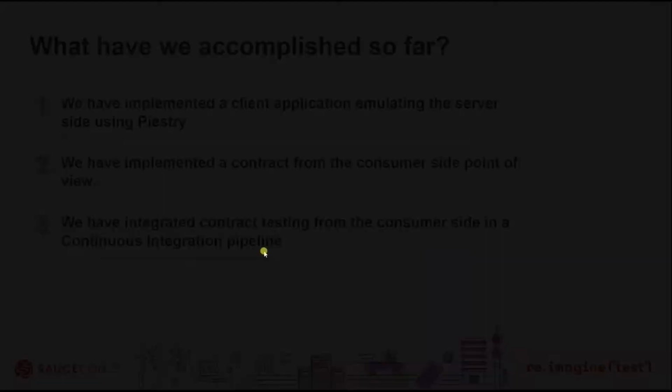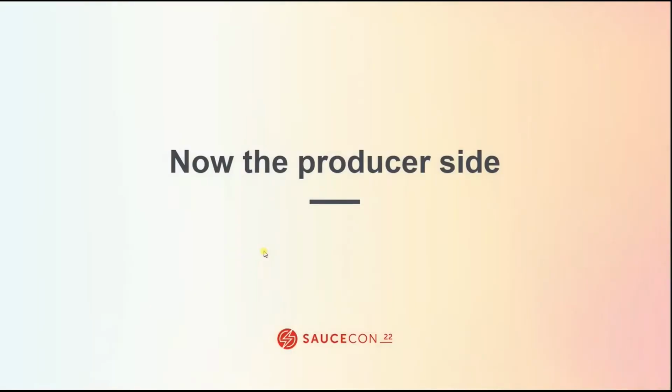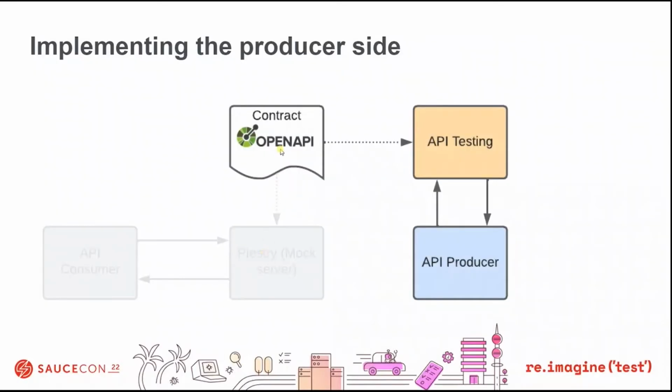Okay, now let's talk about the producer side, which is the server. For this one, we are going to use the contract that we already created, and we will feed it into API testing in the cloud to validate that the producer is actually producing the right responses according to the contract.